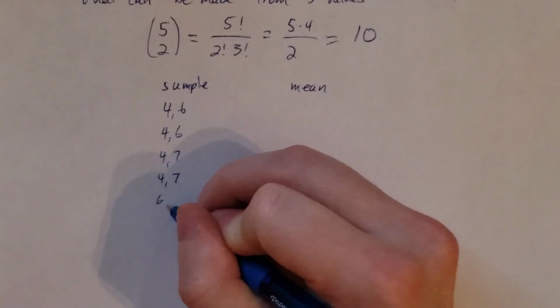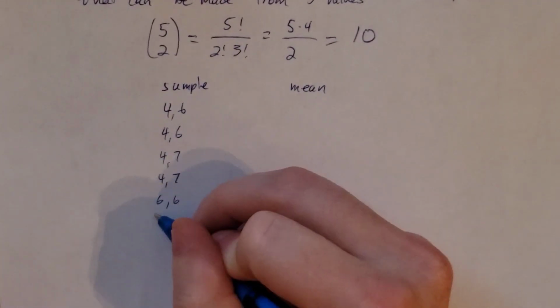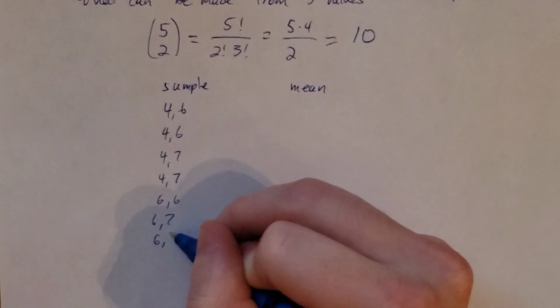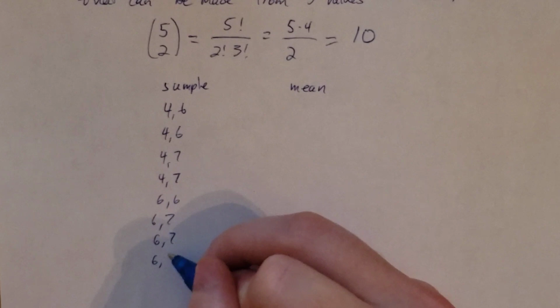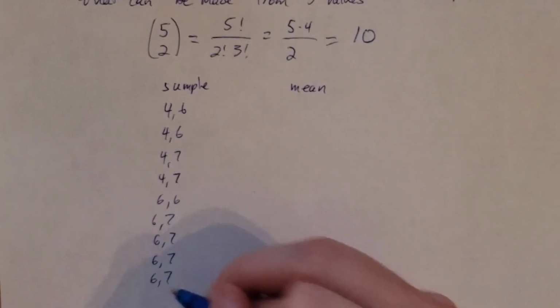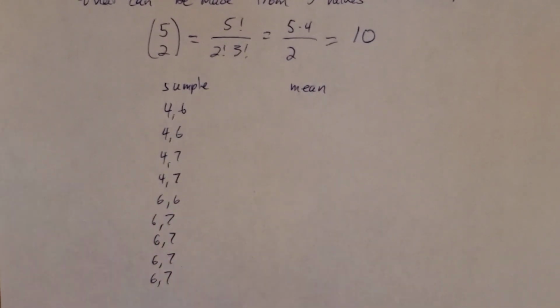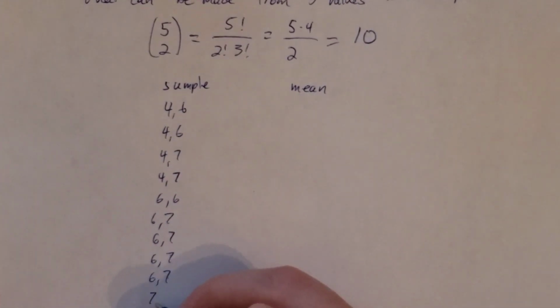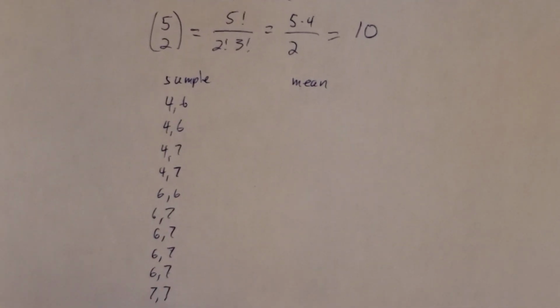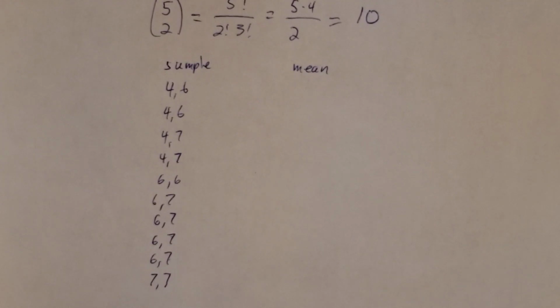And then let's write down a few more. We have a 6 and a 6. We have a 6 and a 7. We have a second 6 and a 7. And then we have 6 and a 7, 6 and a 7. That's 1, 2, 3, 4, 5, 6, 7, 8, 9. And our very last sample of size 2 is 7 and 7, which is the last one. And from those 5 data points, those are all samples of size 2.